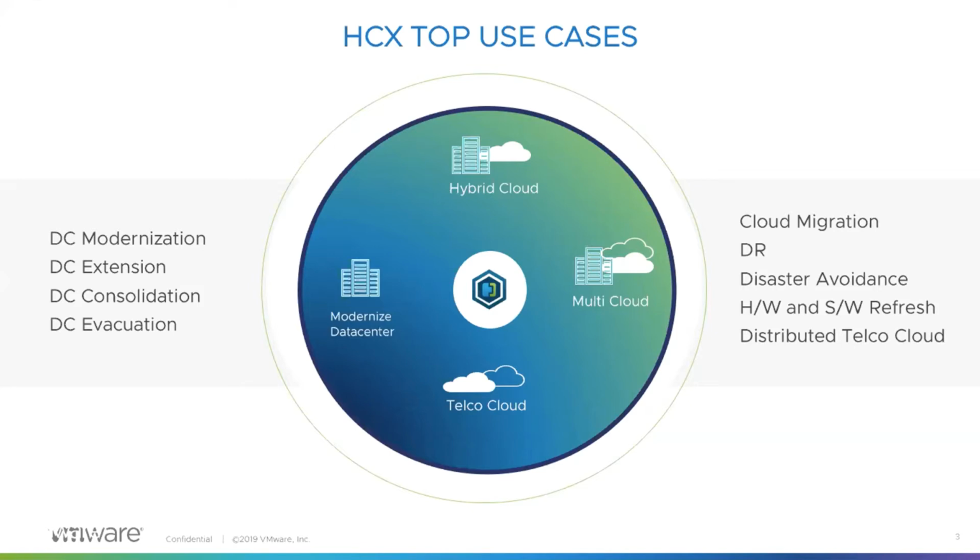So data center modernization, data center extension, consolidation, potentially DC evacuation as well. These are more catered towards on-prem to on-prem migration, but could also be used from on-prem to cloud. On the right side, the very first one that we see is cloud migration, and HCX by far is the easiest solution that we have seen when it comes to cloud adoption.